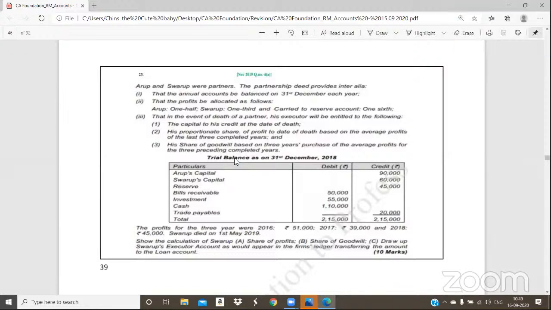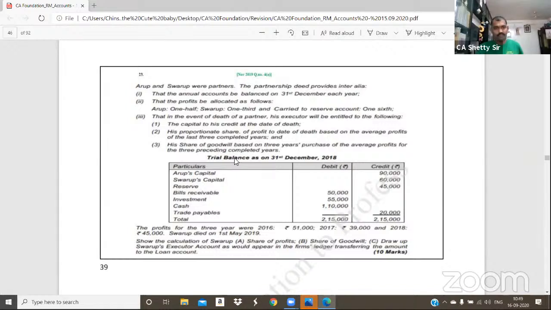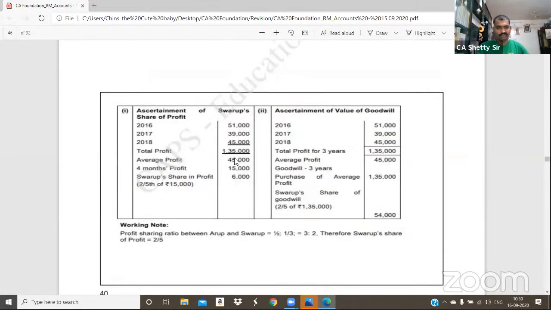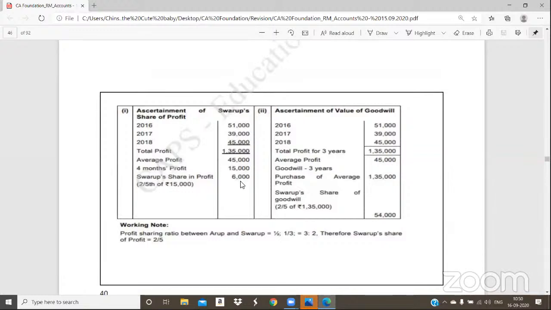15,000. Therefore, you'll know the concept. You make a mathematical mistake. First find the average profit, then the 4 months' profit, then his share. 15,000 into 2 by 5. The second partner died. Got it? Yes, sir. 2 by 5. How much do you get? 6,000. Perfect.